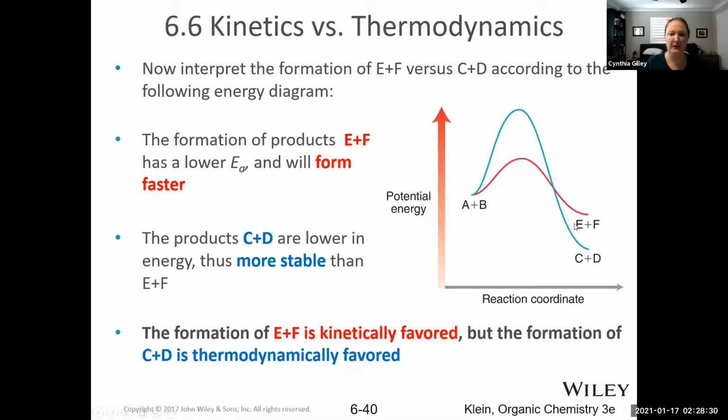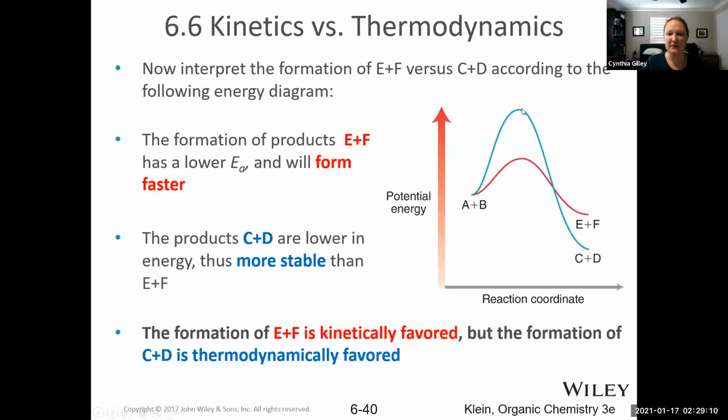So here we have the red pathway. We would call this the kinetic pathway because E and F are formed faster due to the lower activation energy. And at low temperature, the major product would be E and F. The reason why that works at low temperature is because E and F form faster, and that happens at any temperature. But at low temperature, it's less likely for there to be enough energy for the products to go back to the reactants.